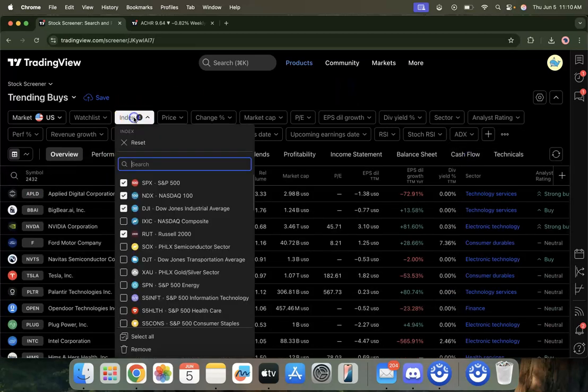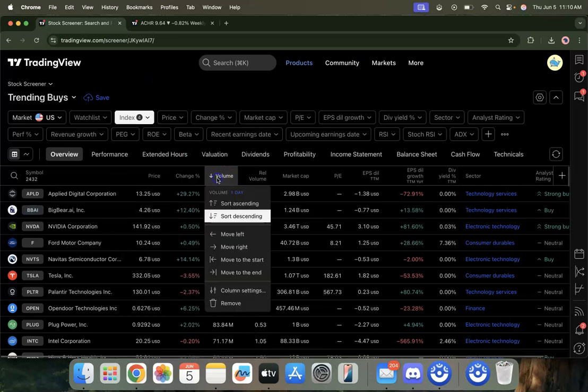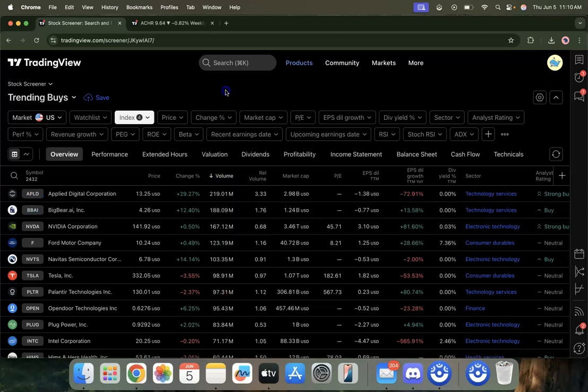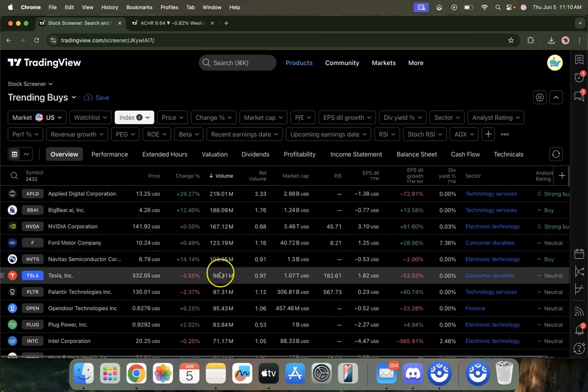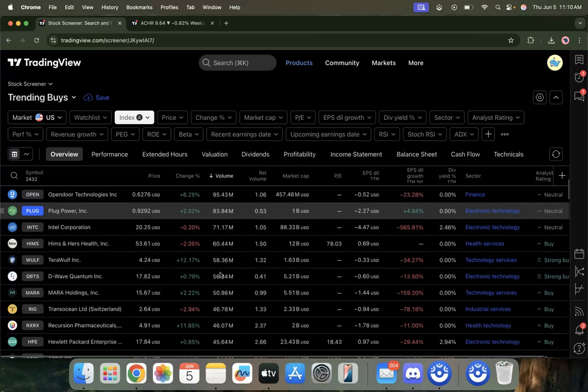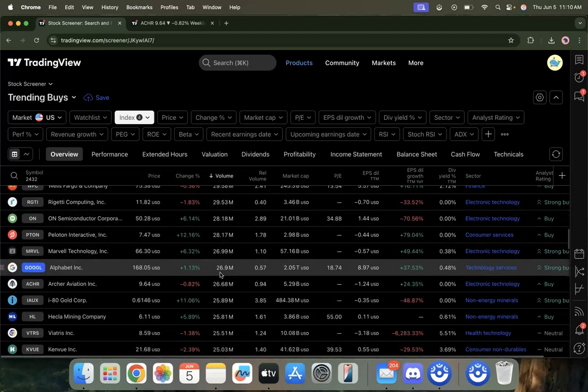So I go to index first. I put in these four: the S&P 500, the NASDAQ, the Dow Jones, and the Russell 2000. Right? And then ultimately, I click on volume and I click descending. So these are all the names that have the most volume overall. So I tend to look at maybe the top 20 or 30, anything above maybe 20 million volume per day.